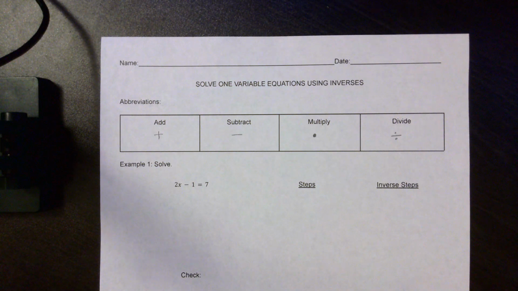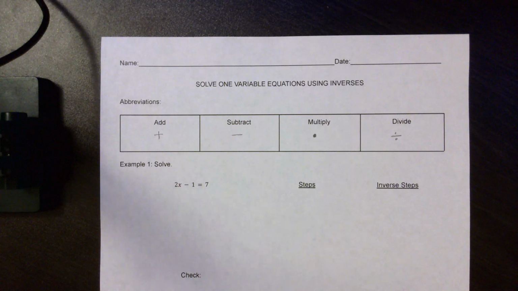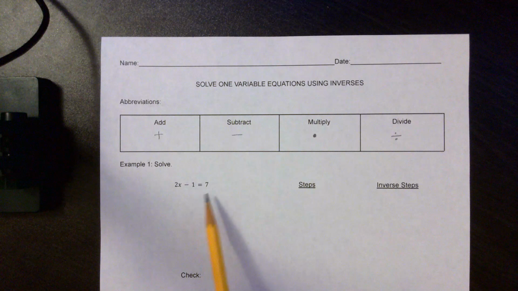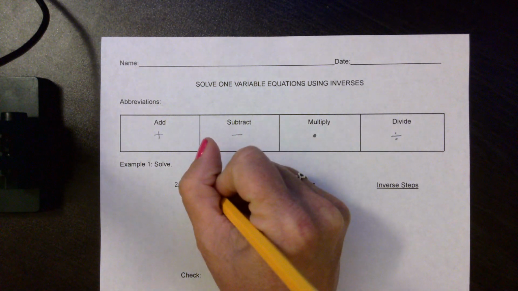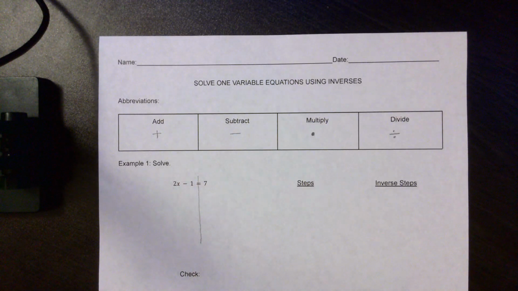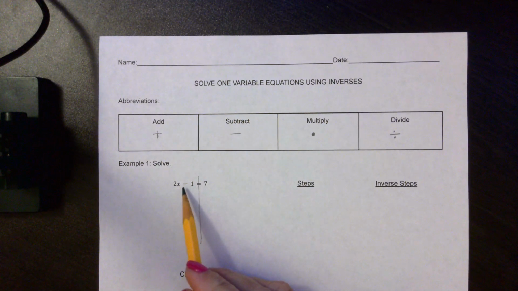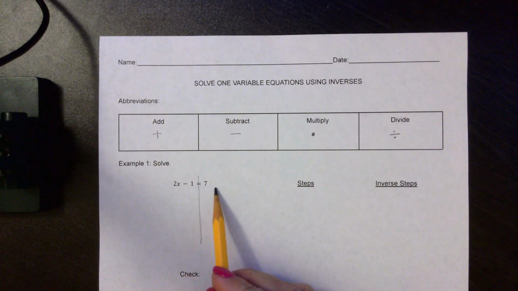So for our first example, our instructions when we're solving equations will generally just say solve. And what that means is we want to find out what value of x makes this equation true. So best practices, I'm going to draw a line through my equal sign. That is breaking my equation into two sides, the left side and the right side.